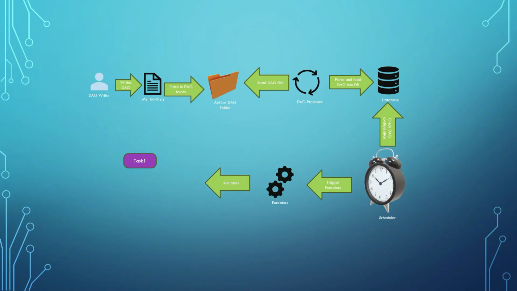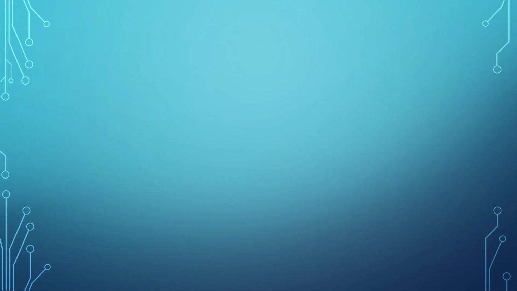Here we can see task 1 is completed first, then task 2 and task 3 can run parallelly. After that, once these two tasks are over, task 4 will start. So this is the high level view of how Airflow works. Now let us see how Cloud Composer works.